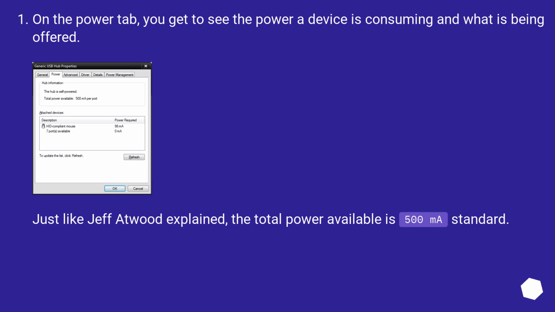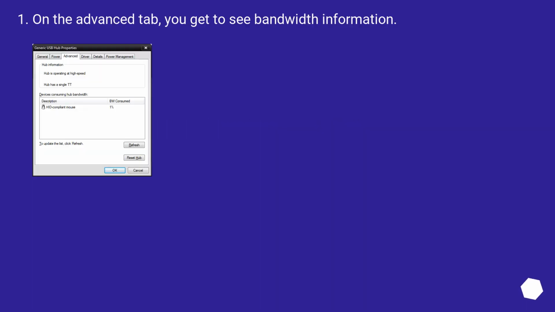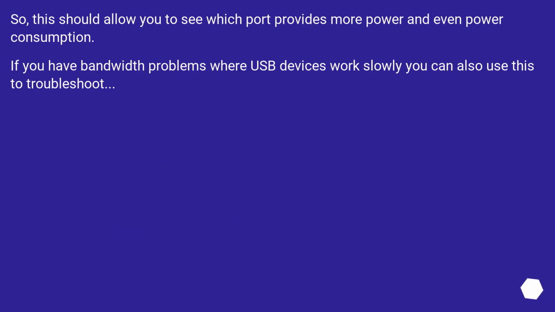Just like Jeff Atwood explained, the total power available is 500 mA, standard. On the Advanced tab, you get to see bandwidth information. So, this should allow you to see which port provides more power and even power consumption. If you have bandwidth problems where USB devices work slowly, you can also use this to troubleshoot.